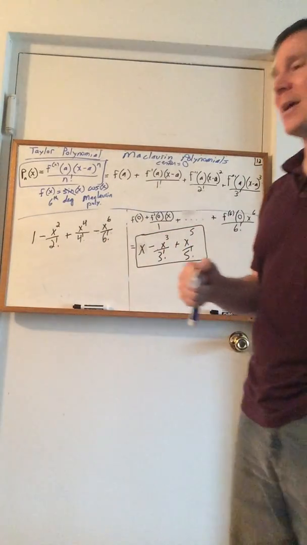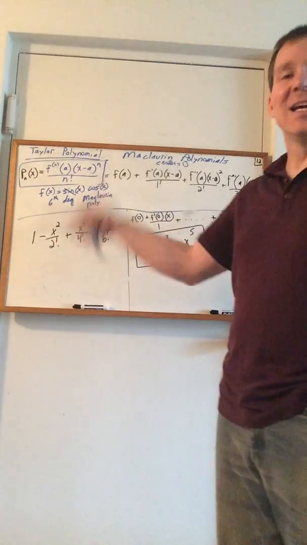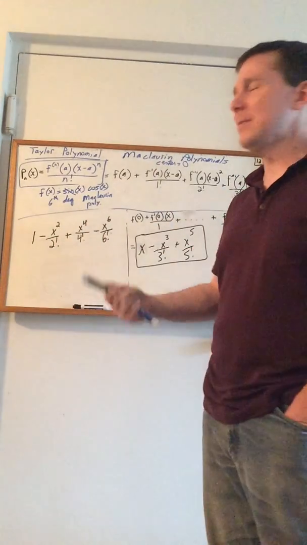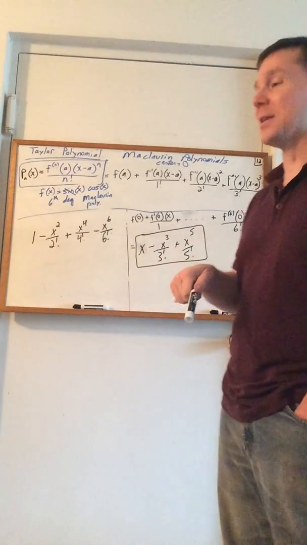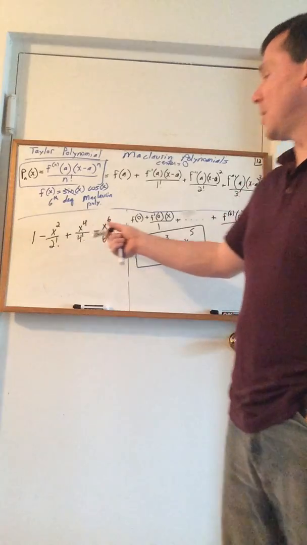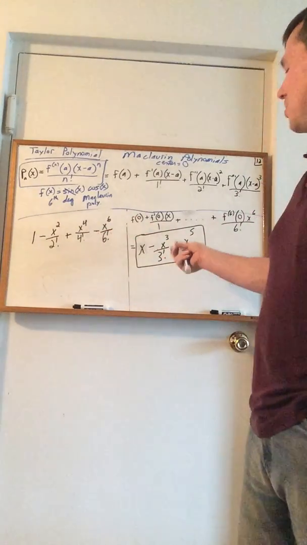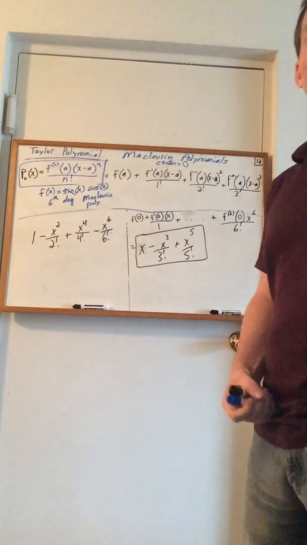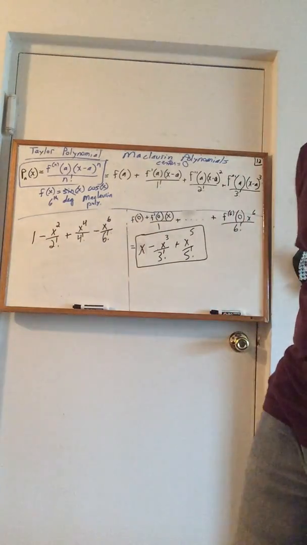But again, if you think about it, this is clearly degree 0, 2, 4, 6. It's clearly an even polynomial, an even function. The cosine function is an even function. So it makes sense that this one should be able to approximate the cosine, just like this one, the odd one, approximates the sine.